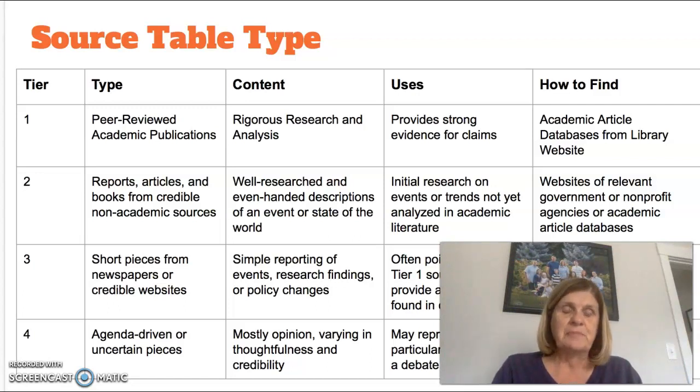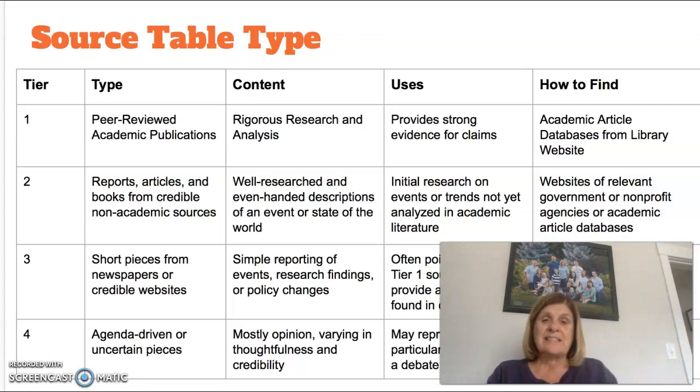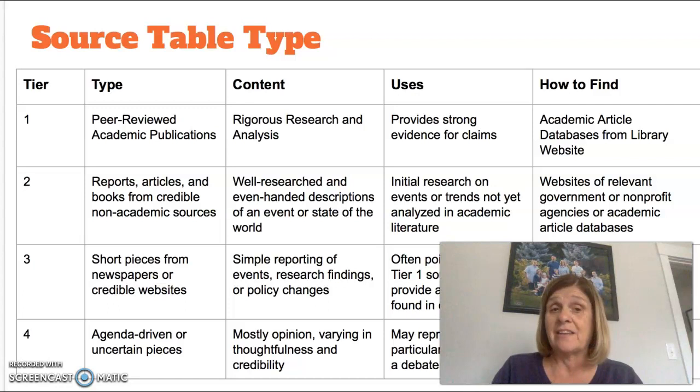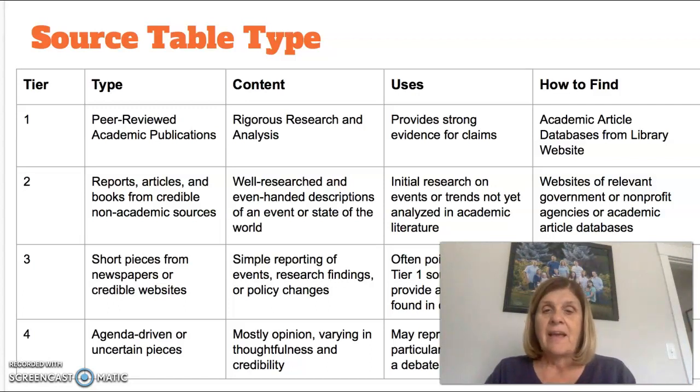Tier 2 sources are considered good sources too, but not as scholarly as a Tier 1. These are more reports and articles, and even books, and they are credible non-academic sources. You can see there's research involved, but they are not scientific.